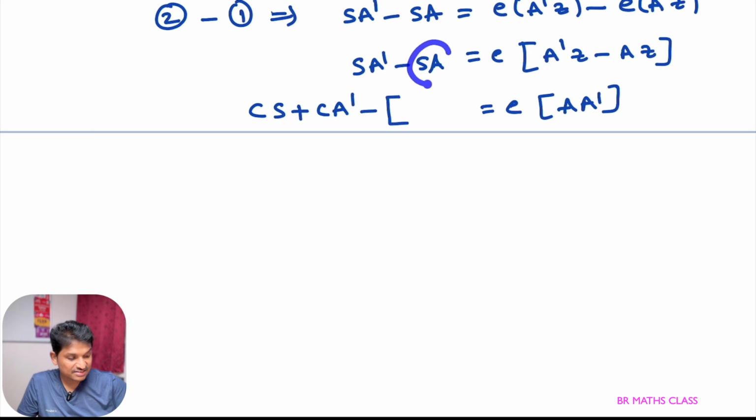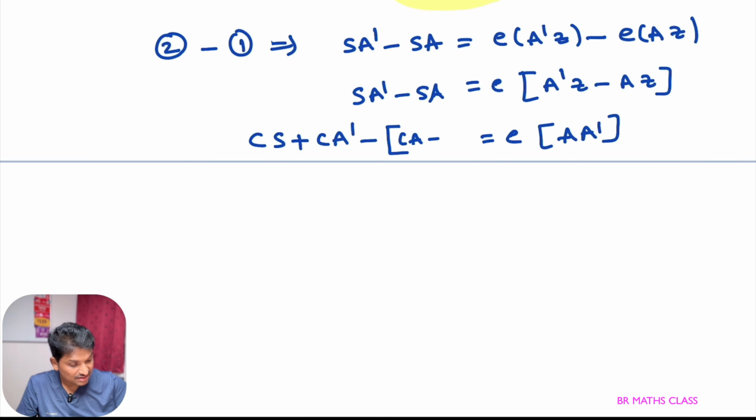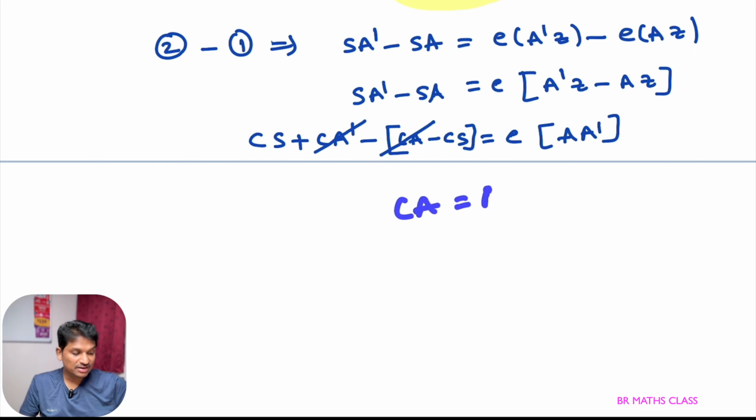Now here SA is there, na? This SA also you write by including C. How you will write SA by including C? CA minus CS. Okay. CA minus CS. Now you can observe here minus CA plus CA dash will get cancelled because we know that CA equal to CA dash, right? So minus of minus is what here? Minus of minus is plus. CS plus CS.